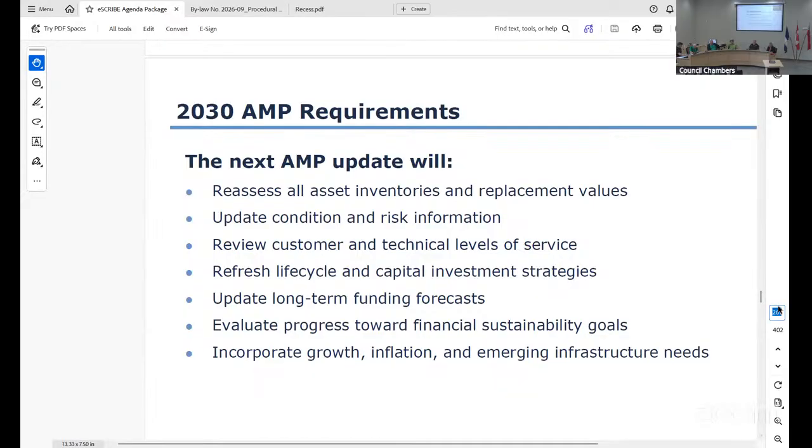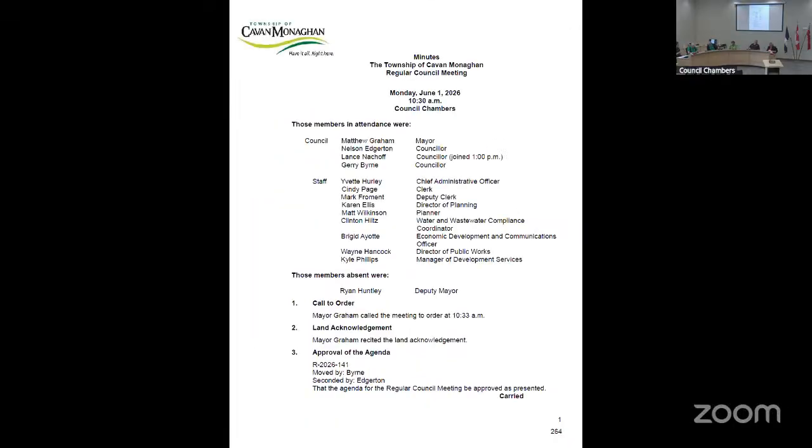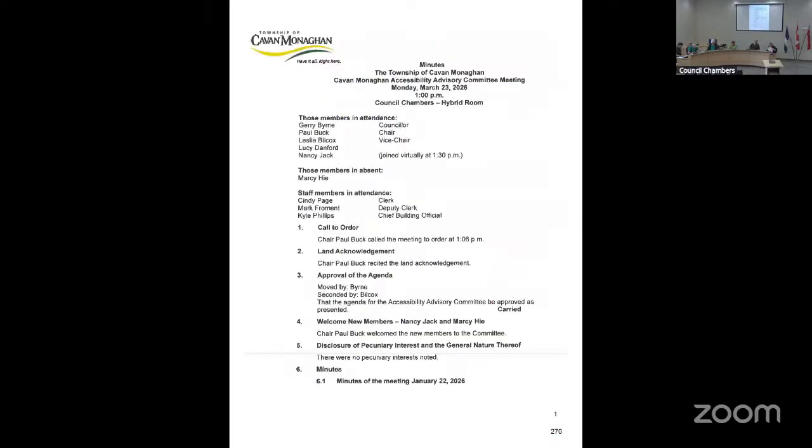Next, we have the minutes from the regular meeting held June 1st. Can I get a mover and a second to approve those minutes as presented? Moved by Councillor Burns, second by Councillor Nacho. All in favor? Those are approved. Next, we have the minutes from the committees and boards, the Accessibility Advisory Committee meeting minutes from March 23rd. We are approving those as presented. Moved by Councillor Burns, seconded by Councillor Nacho. All in favor? That is approved.